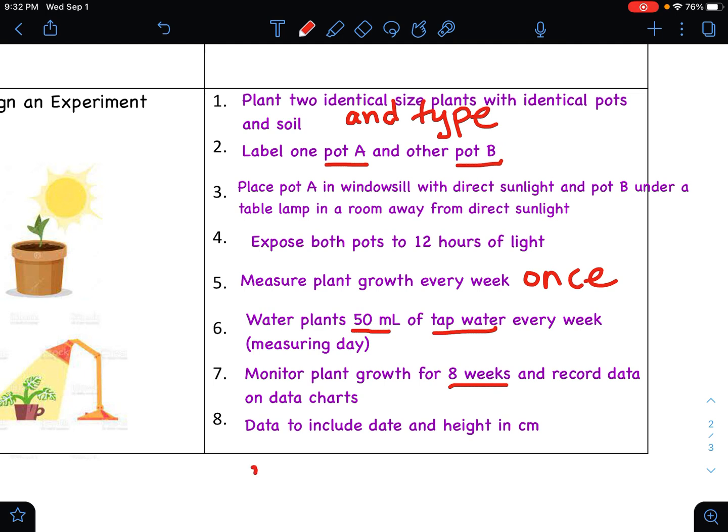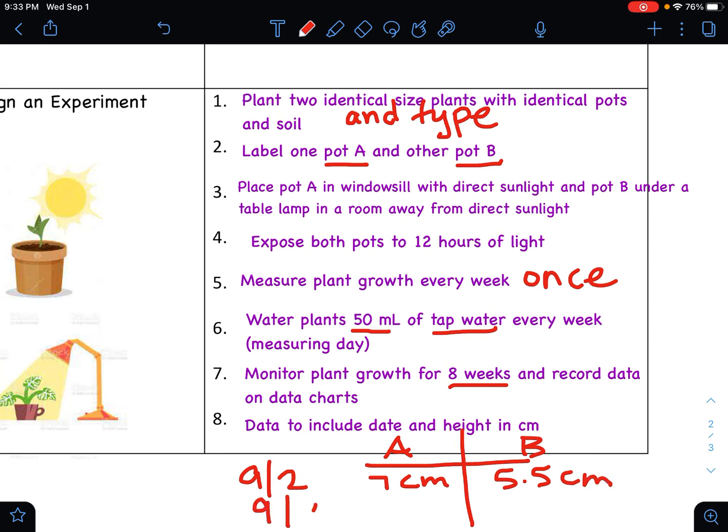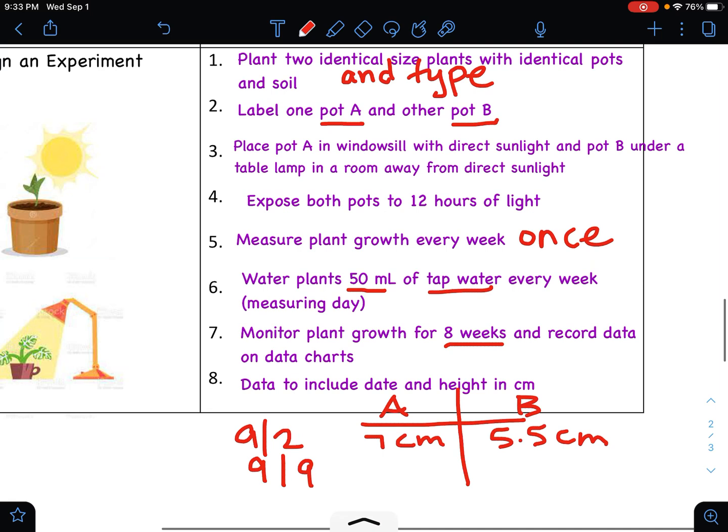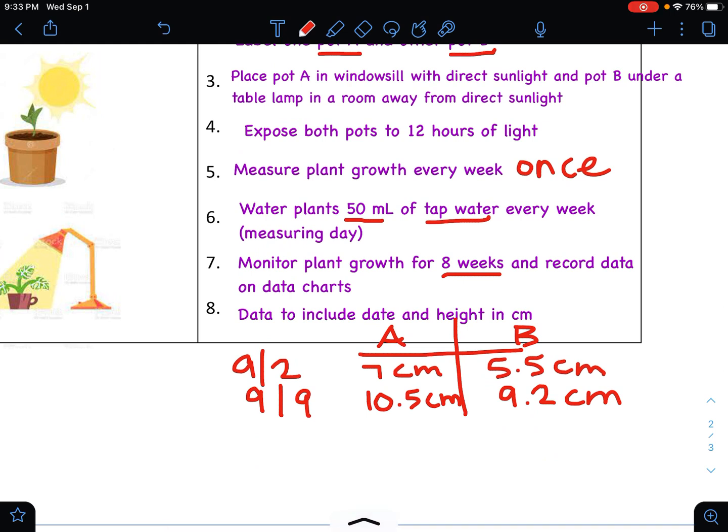And so you would have something like 9-2. And this would be in a data chart. You would have plant A and B, and it would be in some type of chart like so. And maybe this is 7 centimeters, and maybe this is 5.5 centimeters. And then you come the following week, and maybe your plant is now 10.5 centimeters, and this is 9.2 centimeters. Okay, all right, so on and on you go for 8 weeks in this data chart, collecting all your data.